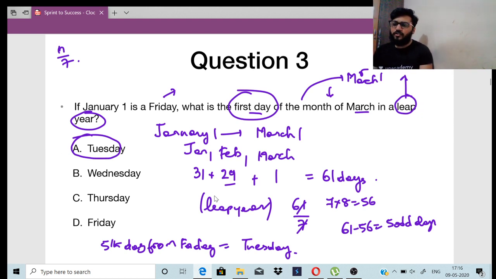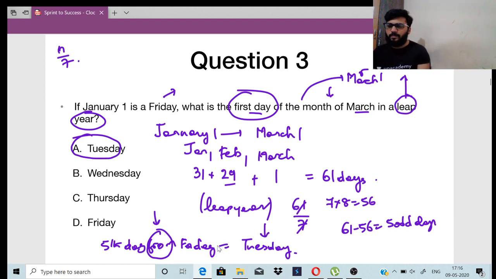Clear, everyone? The 5th day from Friday. You have to count from Friday, not from Saturday. From Friday 5th day, not after Friday 5th day. I'm using the preposition properly here. From Namrata to Raji, 3 people are sitting: Namrata 1, 2, 3 Raji. That is how you calculate. You don't calculate after Namrata, you have to count Namrata also. 5th day from Friday: Friday, Saturday, Sunday, Monday, Tuesday. Tuesday will be the answer.